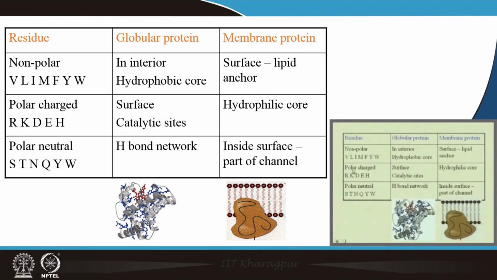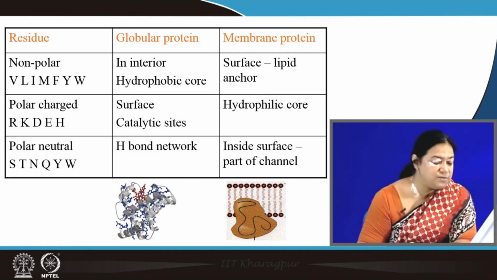The polar charged groups would rather be in the core of the protein because they want to be as away from the surface as possible. So, instead of a hydrophobic core which you find in globular proteins that are in solvents, you have a hydrophilic core for membrane proteins, and the polar neutral parts would form the inside surface or the part of the channel.